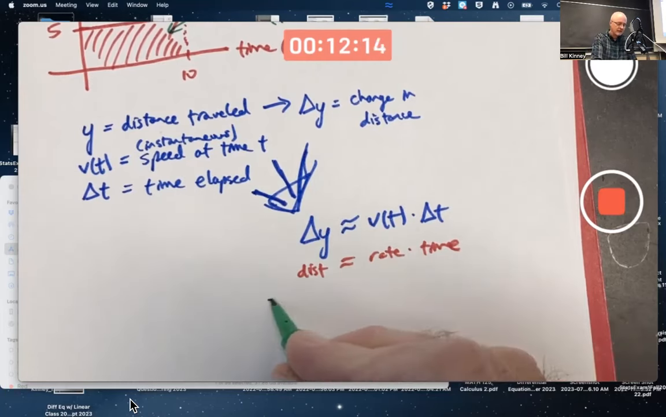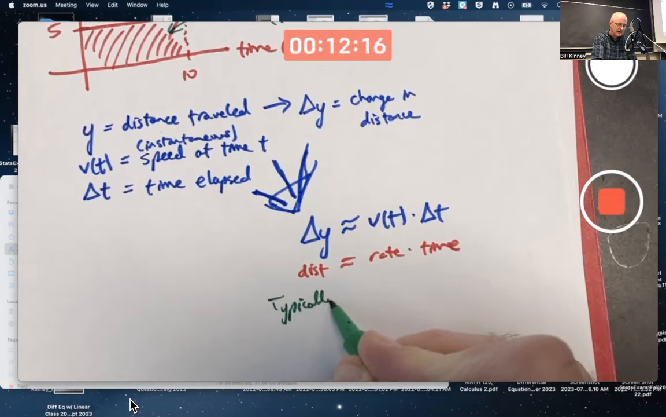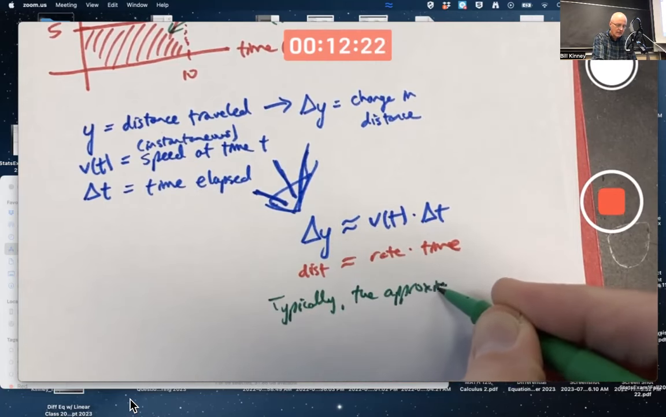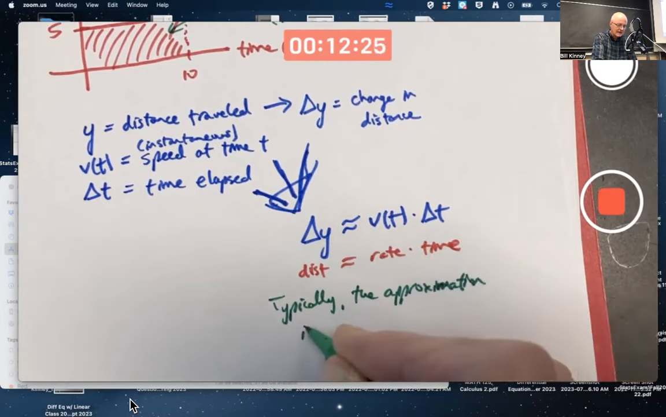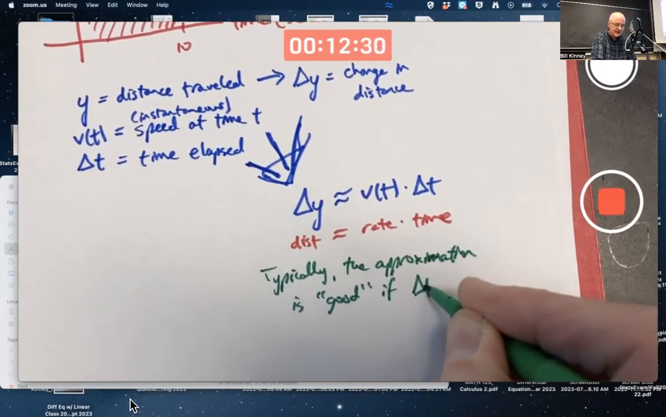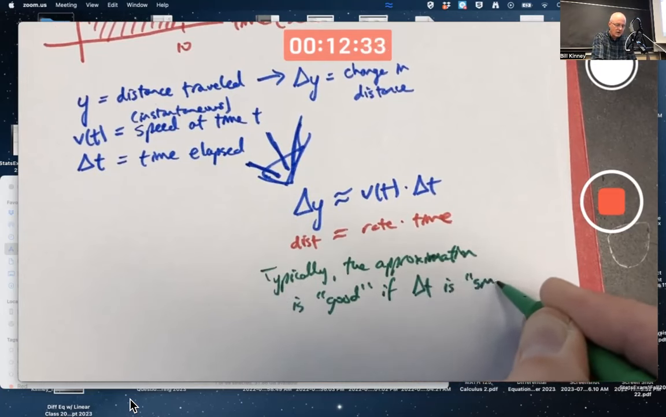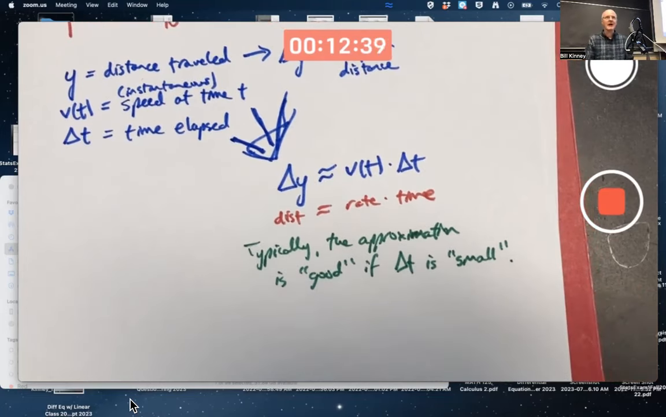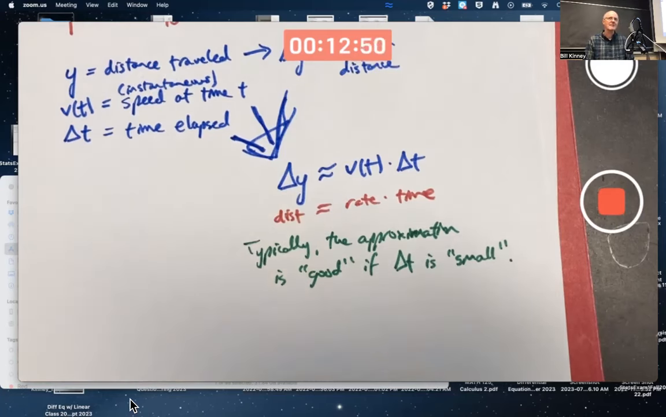Intuitively, typically, you might say the approximation is quote unquote good, whatever that means, if delta t is quote unquote small. You know, good and small are not precise terms in math. They're vague terms, so that's why I have quotes around them. Okay? This approximate equation becomes the basis for approximate integration.